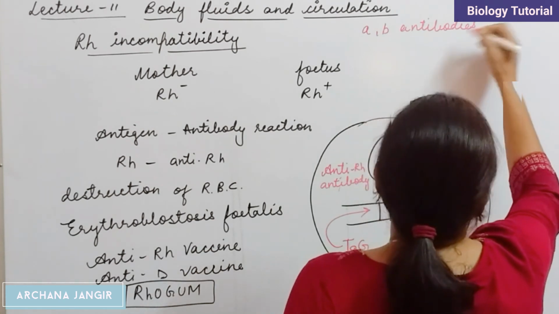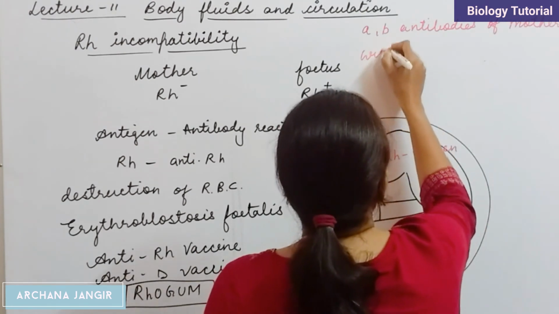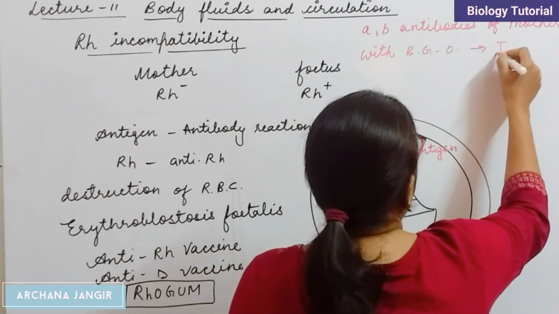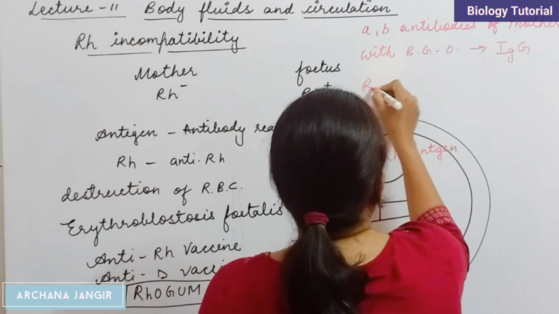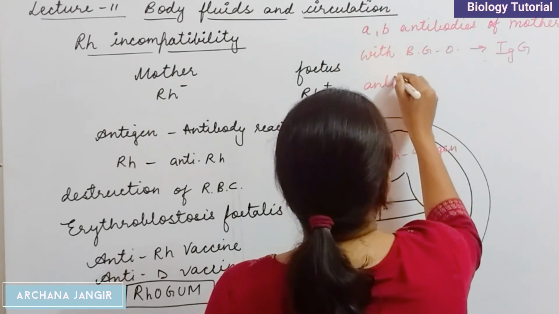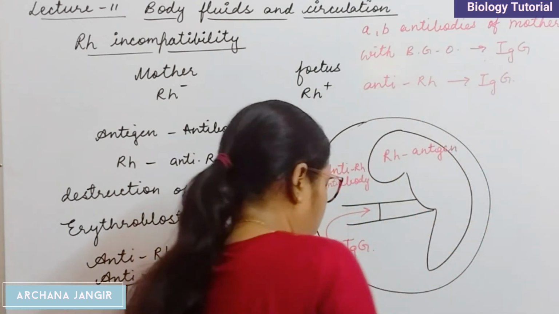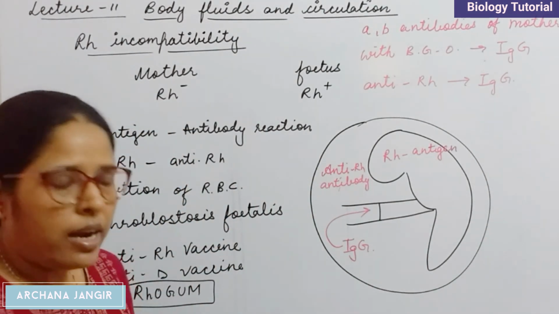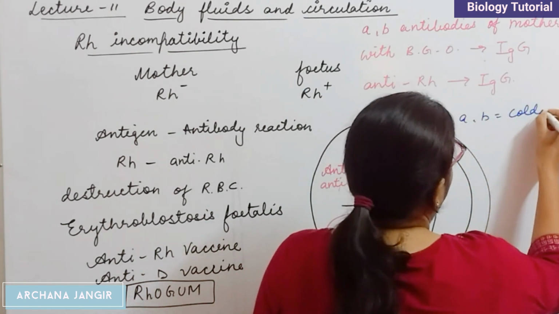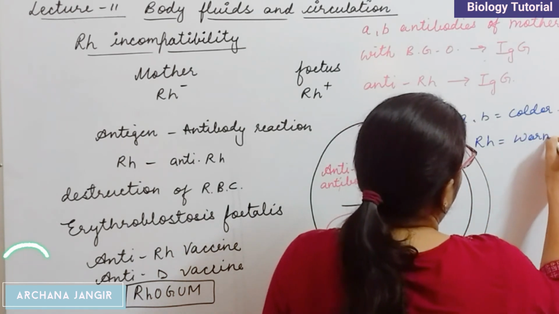So the AB antibodies of a mother with blood group O are IgG type of antibodies, and the anti-Rh antibodies are also IgG type of antibodies. One more thing regarding antibodies: A and B antibodies are the colder antibodies, and the Rh antibody is the warmer antibody.